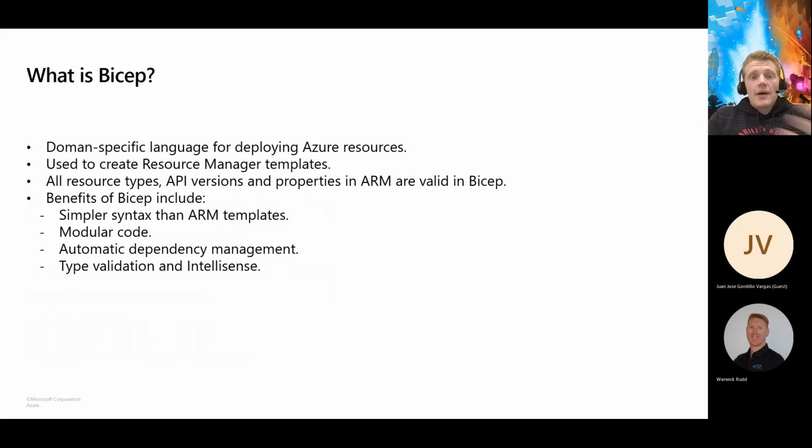So let's move on to actually what Bicep is. Bicep is a domain-specific language for deploying Azure resources, and we use it to create Resource Manager templates. All resource types and all API versions that you would use in ARM are valid in Bicep today. And Bicep provides a much simpler and nicer syntax for writing templates.